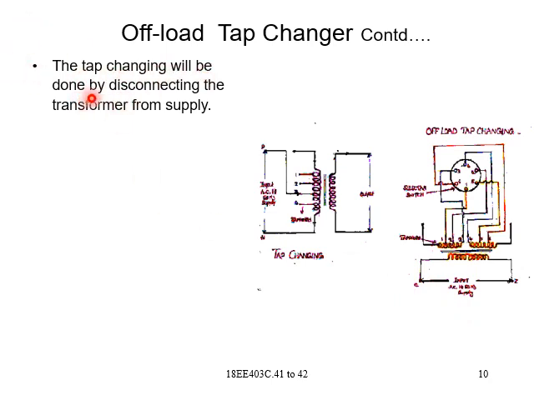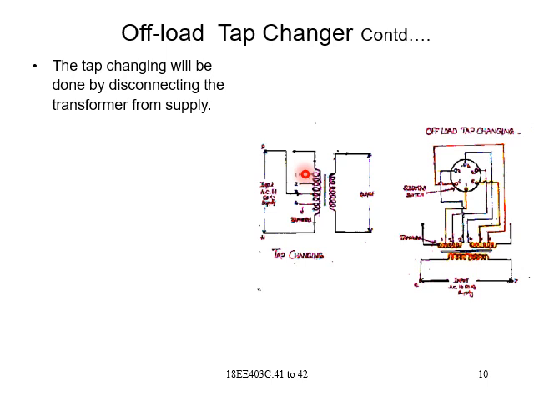The tap changing will be done by disconnecting the transformer from supply, and the name itself is telling you: offload tap changer. That means the load should be off, that means the transformer is isolated from the supply. This is done in order to avoid sparks at the taps, so that wear and tear damage or burns may be avoided.